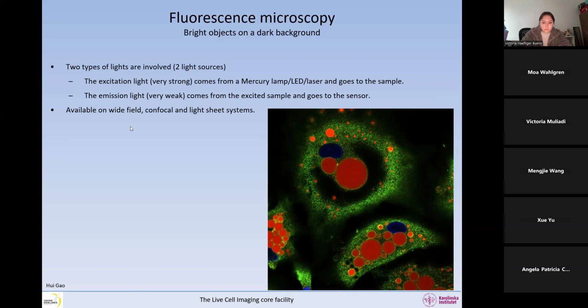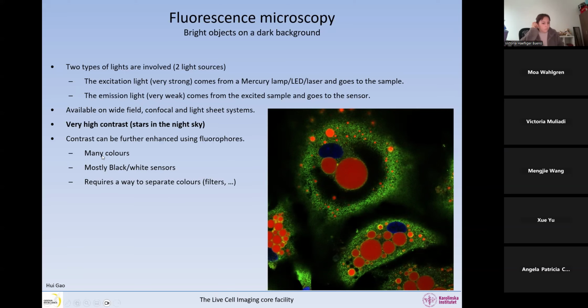Fluorescence is available on wide field, confocal, and light sheet systems. And it's a very high contrast technique. It's a bit like looking at the stars during the night, so you can see them. And the contrast can be further enhanced using fluorophores. The advantage is that we have many different types of colors, and mostly we can use black and white sensors, and we'll see later, black and white sensors are more sensitive than colored sensors, so it's very good to be able to use them. But that requires us to separate the different colors. And we know now how to do this. We can use filters to separate the different colors.